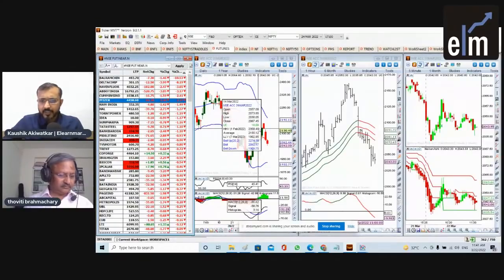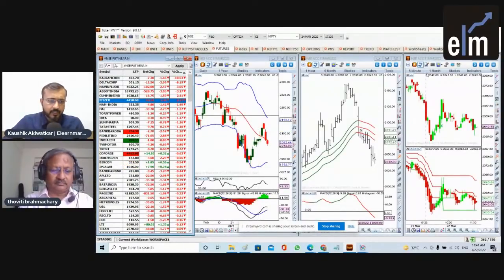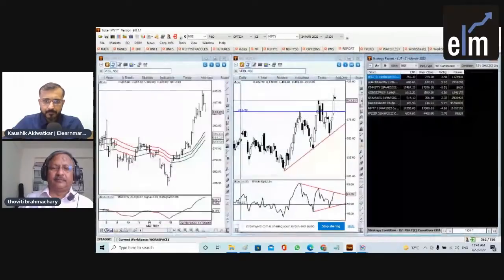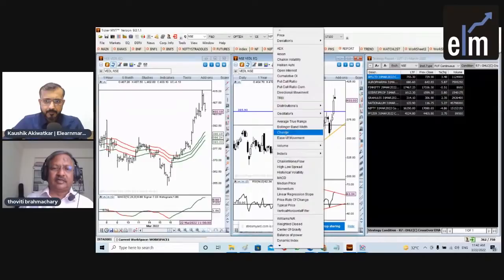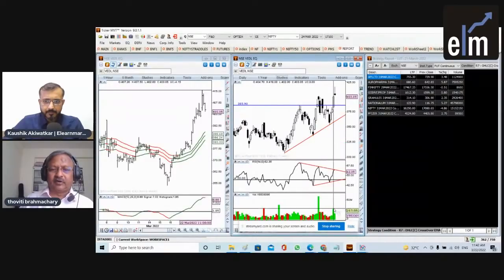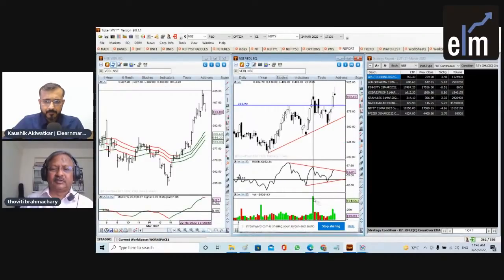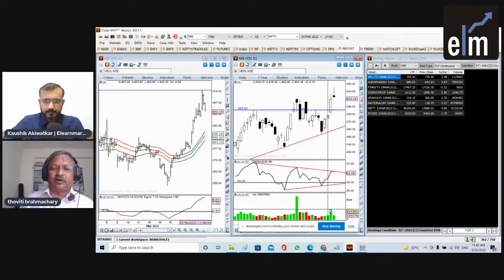Sir, there is one question: don't we look at volumes? Generally, volume confirms. Okay, look, we'll go to the same Vedanta. Look at the volume here. Generally, the volume is higher than the previous 5 to 10 days, right? This is the indication that this breakout is valid.